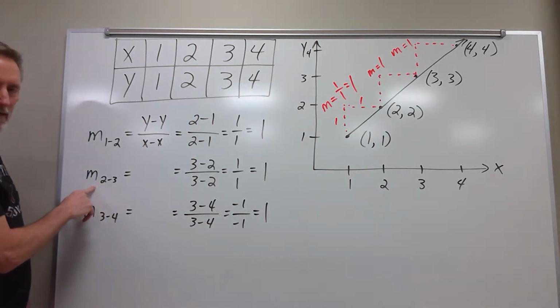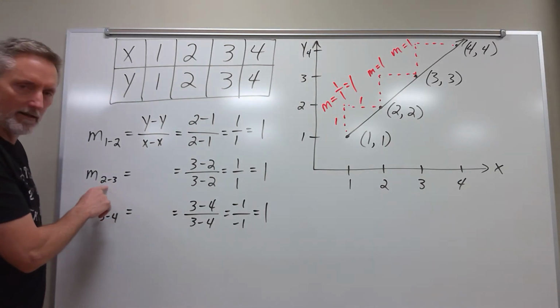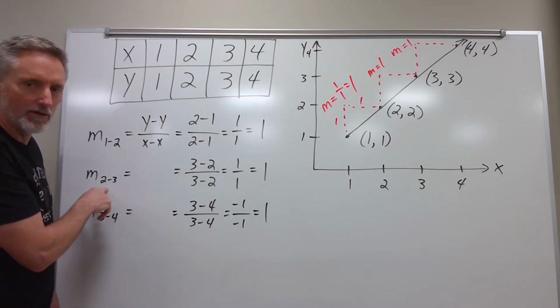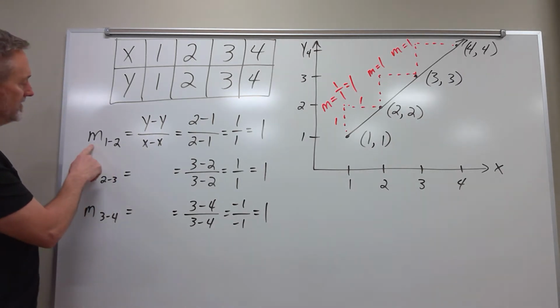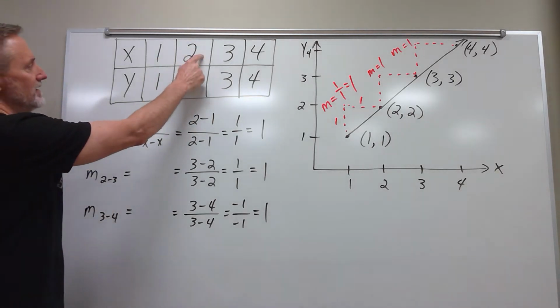All right, I'm going to check the slope from 2 to 3. This is my little notation here. It just says which x's I'm looking at. So I did the slope from 1 to 2. That's this one to this one.